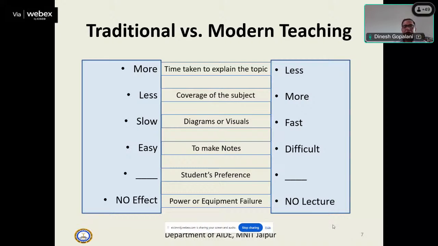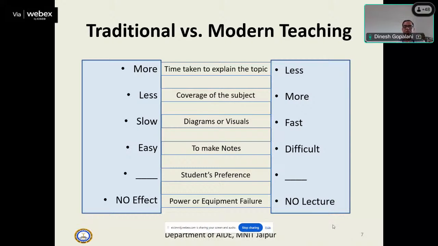Okay. Then the second point is also related actually. For a given amount of time, coverage will be very less in the traditional one, whereas coverage of the subject will be significantly larger with slides. Diagrams or visuals, if you are making them on the board, will be time consuming. It is a slow process, whereas if you are drawing on your own it will take some time for the first time. Otherwise, you can reuse it. Or if you are borrowing, then it is no time. So diagrams are very, very fast actually. No time if you have taken them from somewhere.